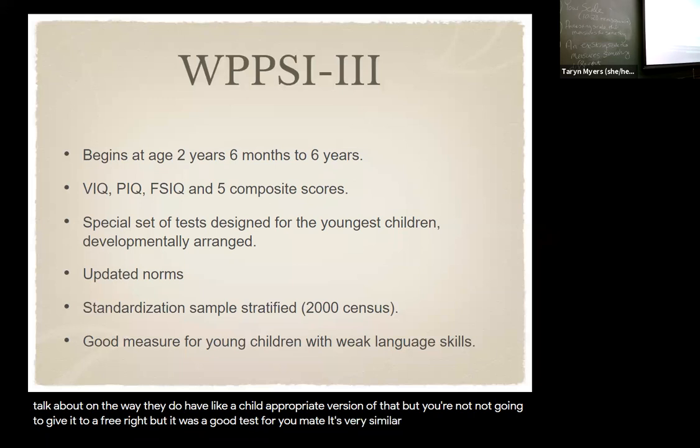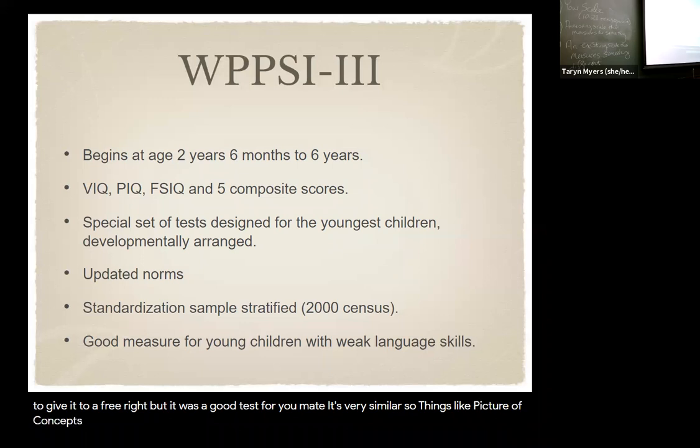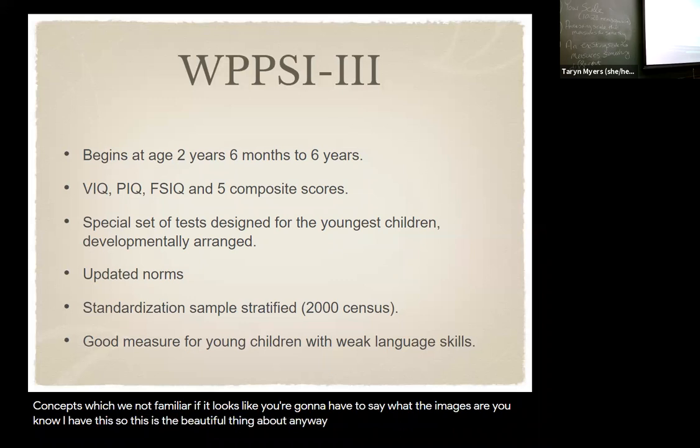Stimulus books, very similar. So things like picture concepts, which I'm not familiar with, but it looks like you kind of have to say what the images are. The beautiful thing about any Wechsler scale is I know how to find stuff in here because they're all laid out the same way. Here we go, picture concepts. So you open up the stimulus book and say, look here, point across the front row. Look down here, point across the second row. Pick one here and one here.